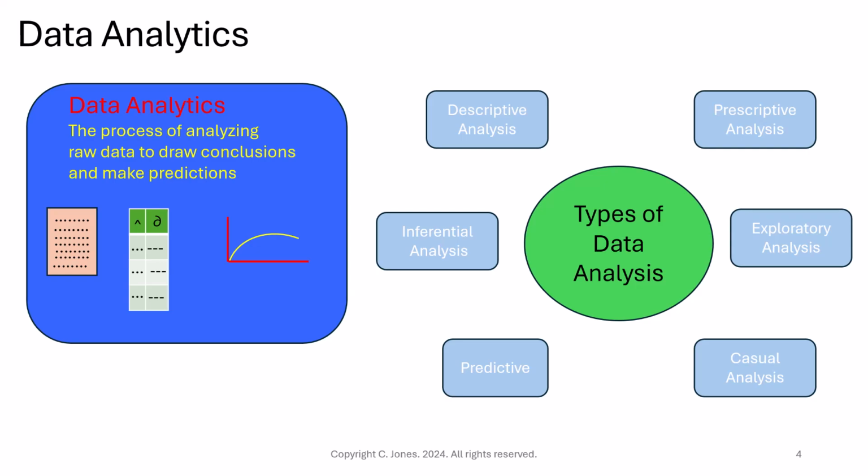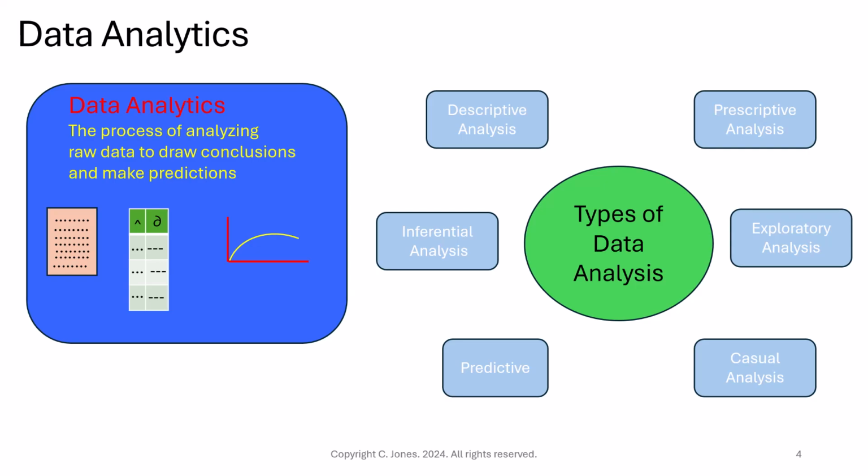Once you collect the data, you're going to need to analyze it. And this is called data analytics, right? And this is the whole field of data science. Before, when we did data science, it was really within each discipline. But now we're training people to do data analytics to become data scientists so they can be applicable to any discipline. So data analytics is the process of analyzing raw data to be able to draw conclusions and make predictions.